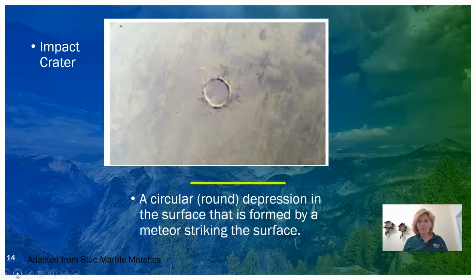Impact crater. This is that circular or round depression in the earth. Bam, when the meteor hit, that's the mark that it leaves in the earth. That mark's not going away. That's like, bam, getting a scar. So it's the same thing. That is a big meteor crater, a meteor that strikes the earth, and it leaves that big crater.